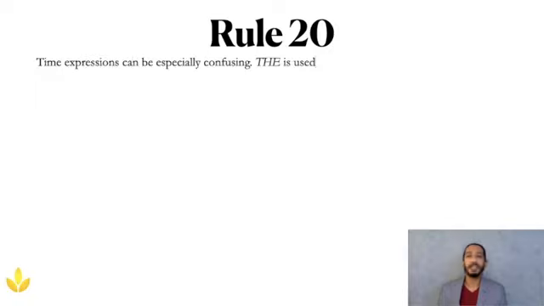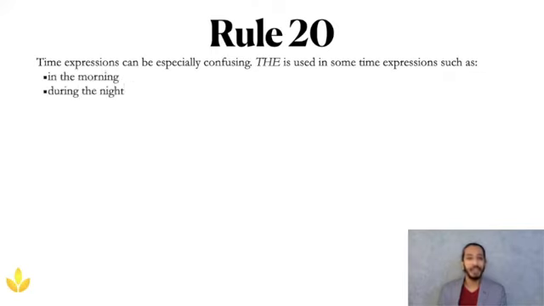And so finally, guys, we jump down to rule number 20. In rule number 20, time expressions can be especially confusing. The is used in some time expressions such as in the morning, during the night, the day before yesterday, the fall, the summer. Here, at these sections, you can use the article the. Now, to use it in a sentence, let us look at some examples.